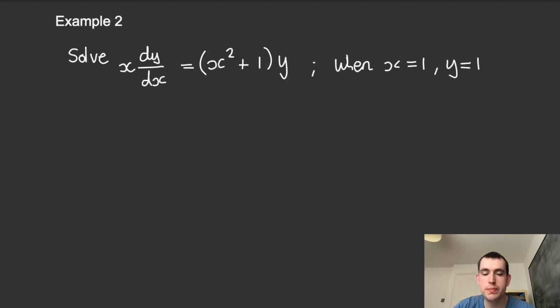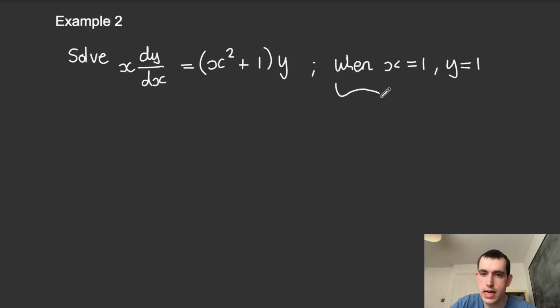On to example 2. In example 2, we need to solve this differential equation. It's an equation and it's got a derivative in. We are going to follow the same method. It's all about separating the variables. Get all the x's on one side, get all the y's on the other.